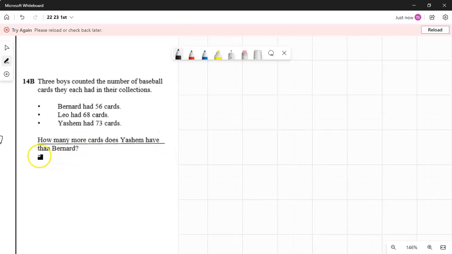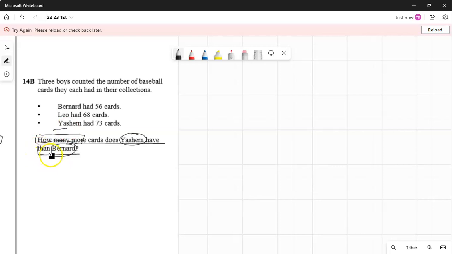How many more cards does Yashim have than Bernard? Okay, I see it's asking about Yashim and Bernard, so I'm going to circle that information. And I see the words "how many more." I'm going to box that in. Most of the times, whenever I see "how many more" in a question, that means I need to figure out what the difference is, or subtract.